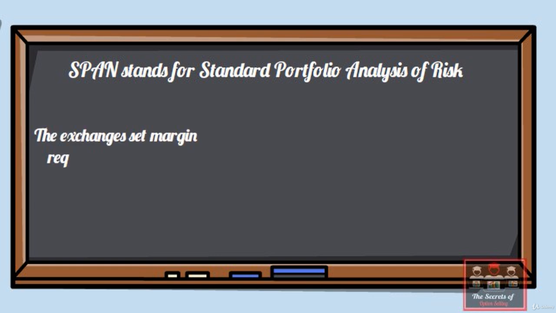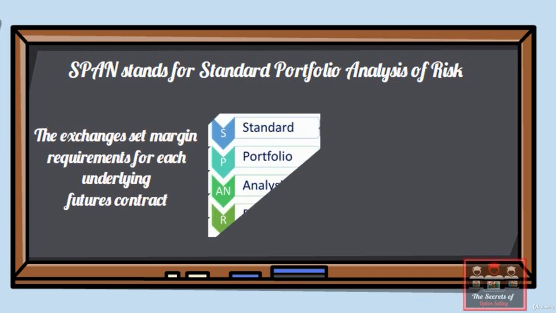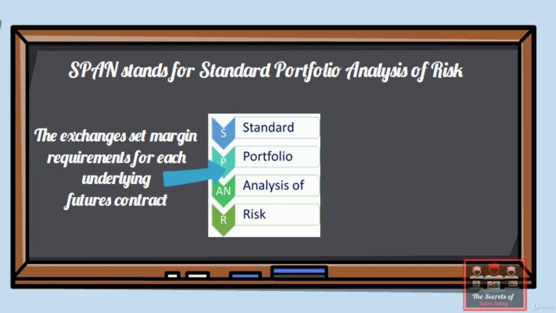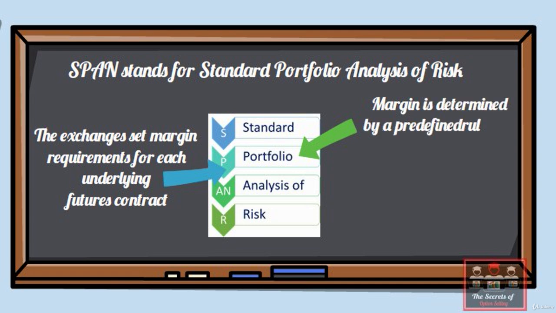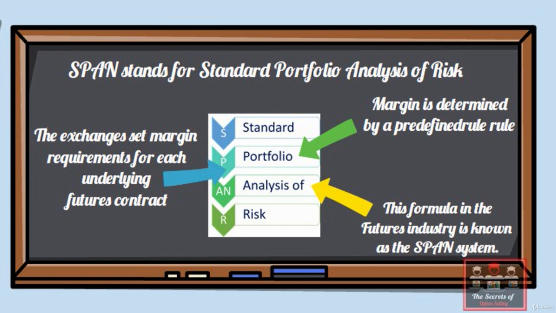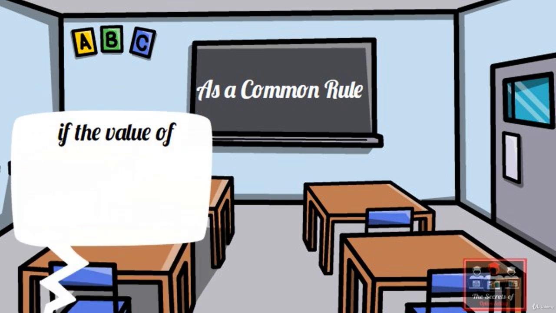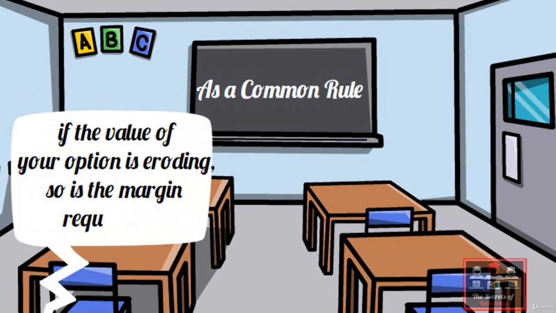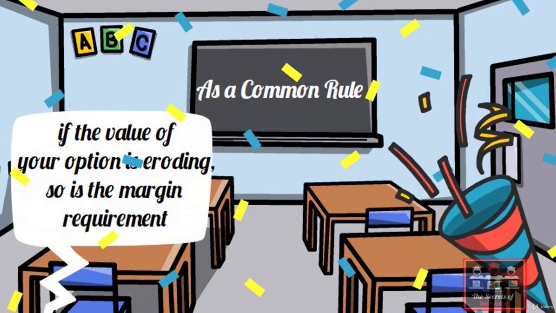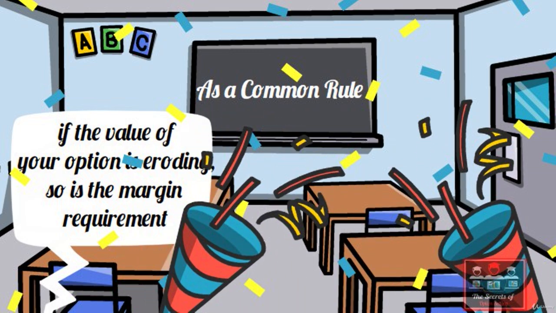SPAN is based on factors such as the time value left in the option, the extent to which the option is in or out of the money, and the volatility of the underlying contract. After a couple of months of selling options, you should be able to approximate the margin of selling options in the future contract with which you are dealing. As a common rule, if the value of your option is moving away, so is the margin requirement. If the value of your option is rising, the margin requirement will typically rise as well, in phase with the option value.